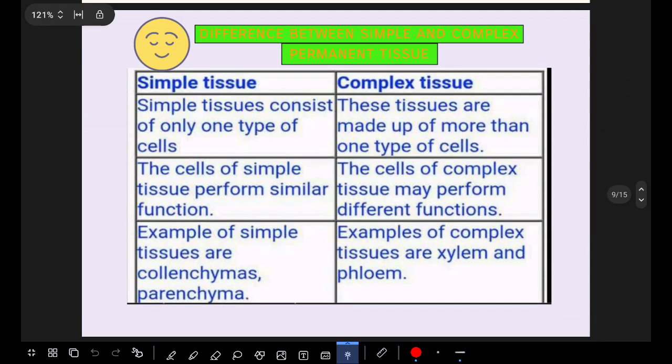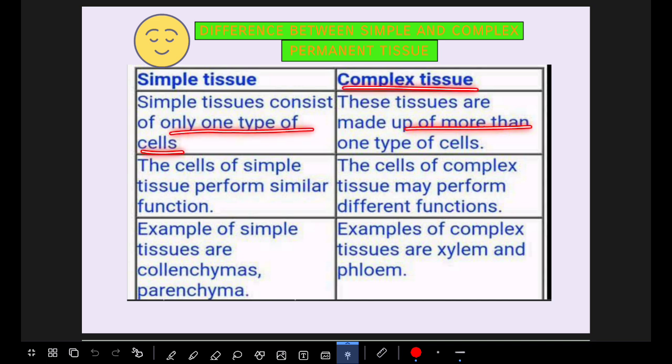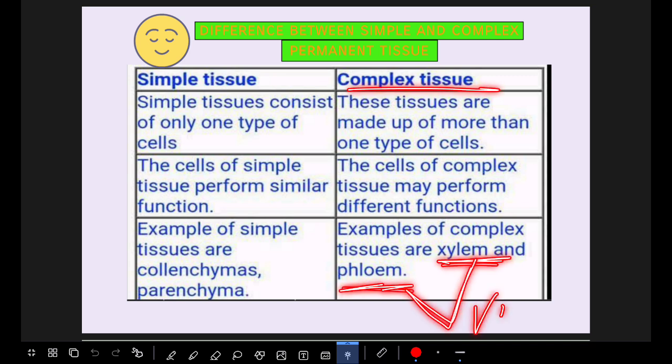Learn it. Now very important, simple tissue and complex tissue. We have to analyze the difference between simple and complex tissue. Simple tissue, as the name suggests, their organization is very simple. They are made up of only one type of cell, whereas complex tissue is made up of more than one type of cell. The cells may perform similar function, whereas these cells may perform different functions, but generally they also perform similar function. Example you can write as a difference: collenchyma, parenchyma, sclerenchyma are simple tissue; xylem and phloem are the complex tissue. Xylem and phloem together form vascular bundle.